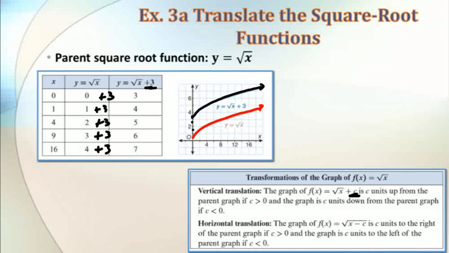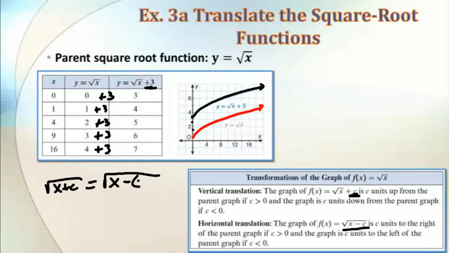The horizontal translation is telling you now the c is on the inside of the radical symbol. So here you have square root of x minus c, and that is the basic form. So if you ever see an x plus c in there, it really means x plus a negative c, because you need to put it back into its negative form. The square root of x plus c is the same as the square root of x minus a negative c. Those two are the same thing.